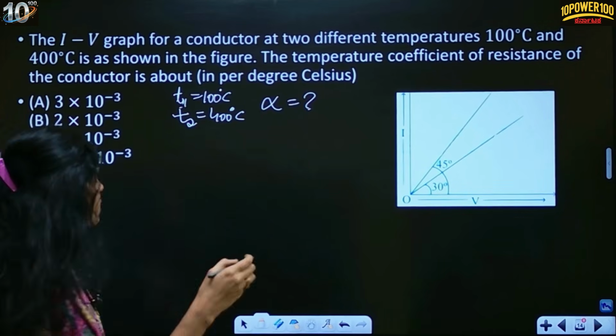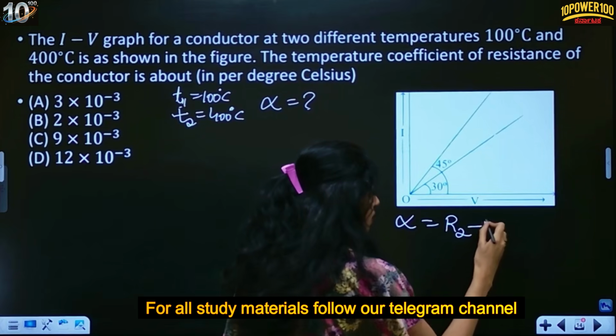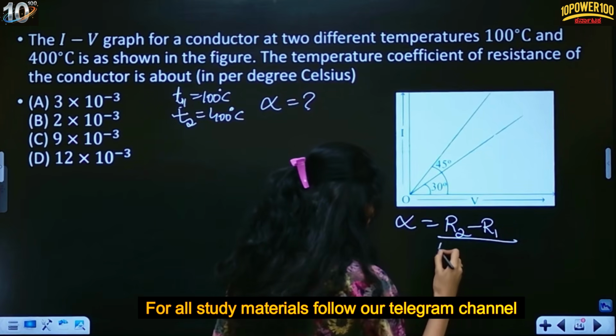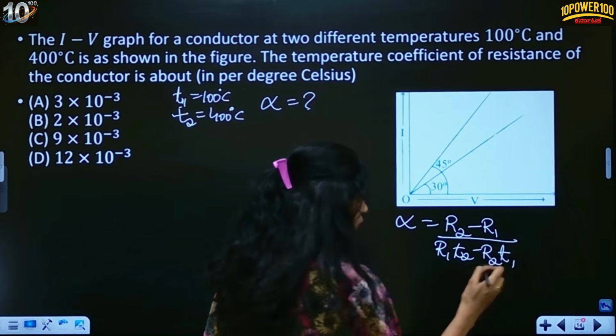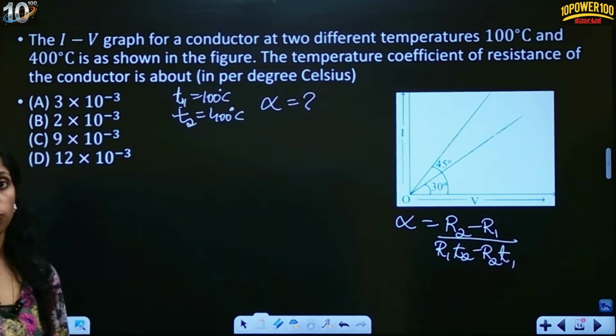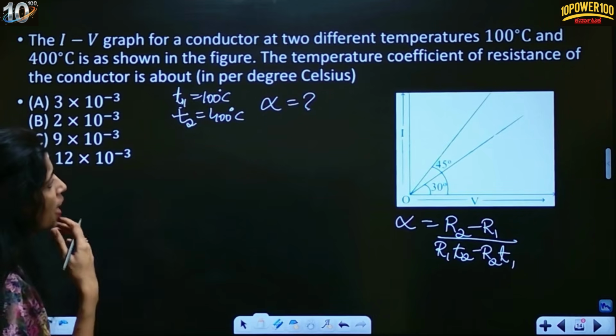I hope you all know the temperature coefficient formula. Alpha equals R2 minus R1 divided by R1 T2 minus R2 T1. This formula you should know, and it's a most expected question. Fine. Now to find out R1 and R2.